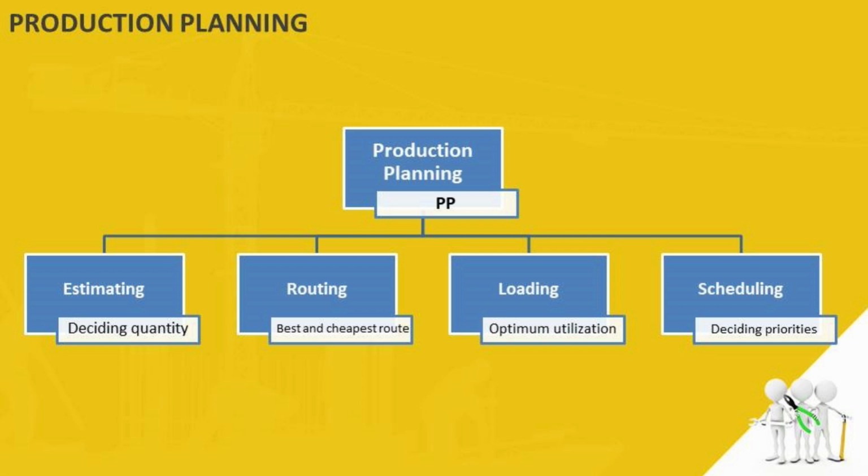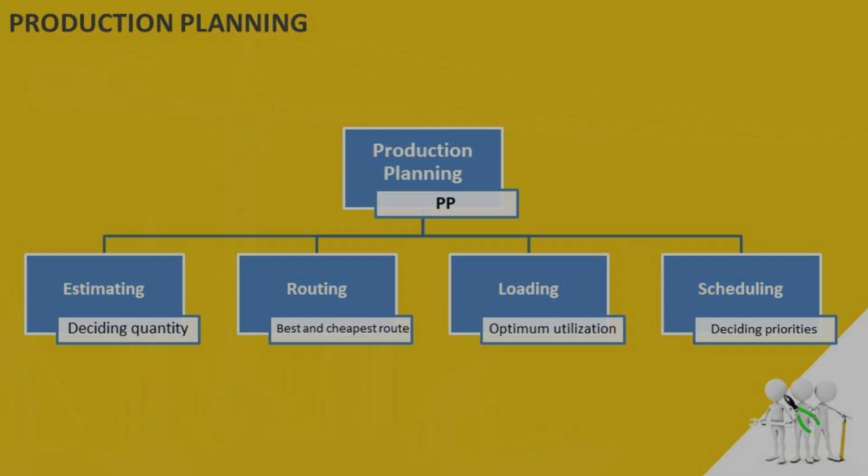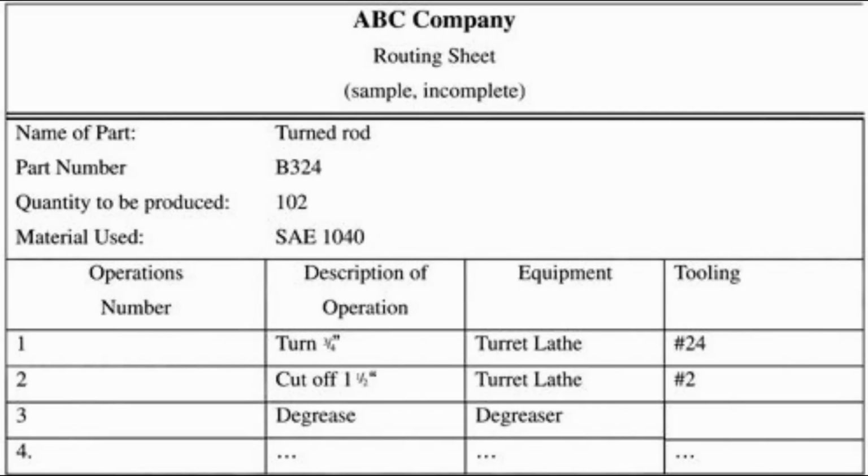Then we have routing. Routing is to determine and ensure the best and cheapest route or sequence of operations to be followed by the raw material in acquiring the shape of the desired product or the finished product. Routing involves two further elements, operation and their sequence. This routing is performed through route sheets for different manufacturing orders.